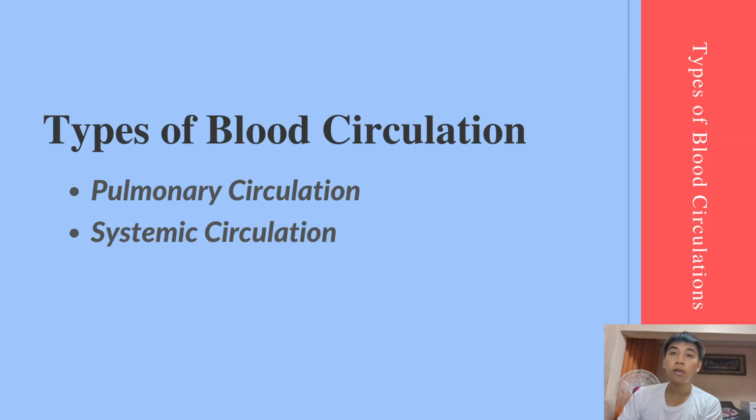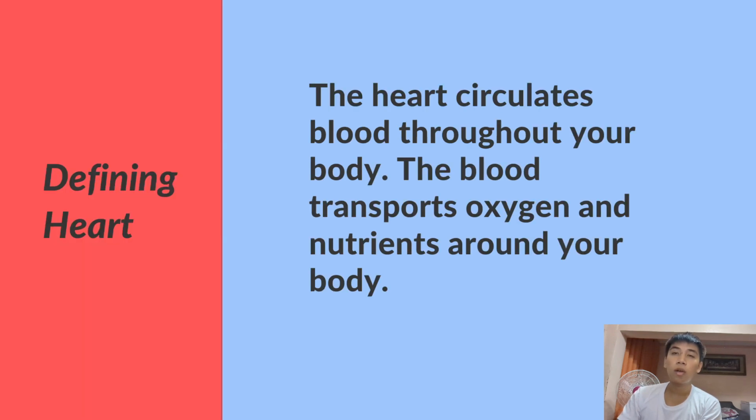So there are two types of blood circulation, the pulmonary circulation and the systemic circulation. Always remember that the pulmonary circulation occurs first before the systemic circulation. The heart is the central part of the circulatory system, where its function is to pump blood and distribute oxygenated blood throughout the body.